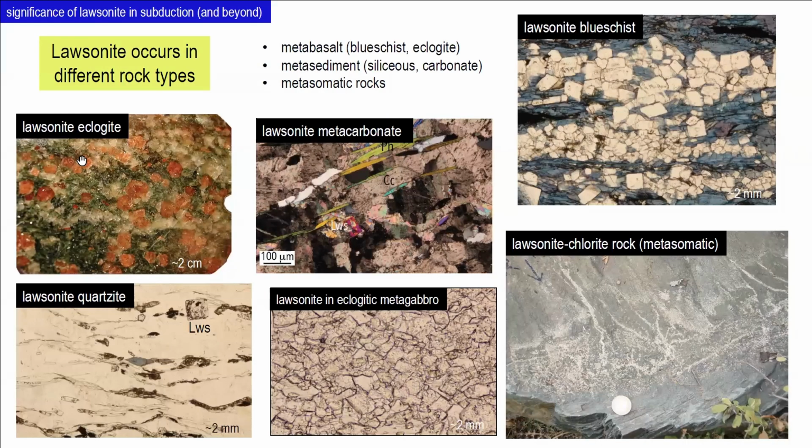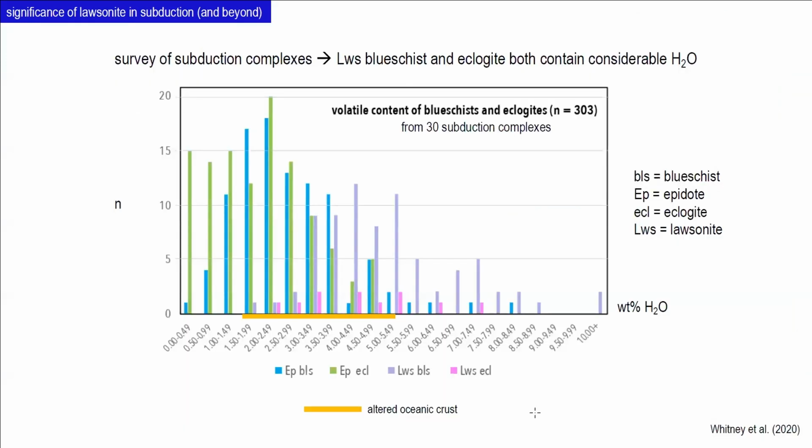And lawsonite can occur not only in the mafic rocks, the metabasalts and metagabbros, but also in metacherts and calcsilicates. And it's also common in metasomatic rocks. All this white stuff here is lawsonite. And so in many subducted lithologies, lawsonite occurs or is predicted.